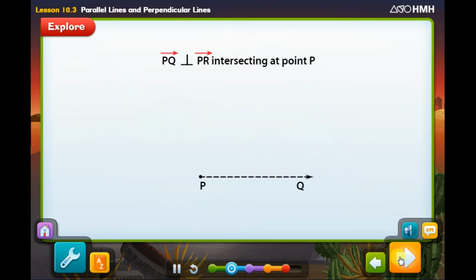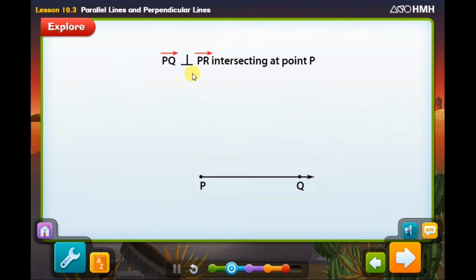Okay, let's draw and label ray PQ perpendicular to ray PR intersecting at point P. The first step is to draw ray PQ. Remember, always label the points. Where would you place ray PR to make it perpendicular to ray PQ? Okay, so first, when you read or write a ray, we start from the endpoint until the endless direction. So the endpoint here is P, right? And the arrow should be at the Q point, right?